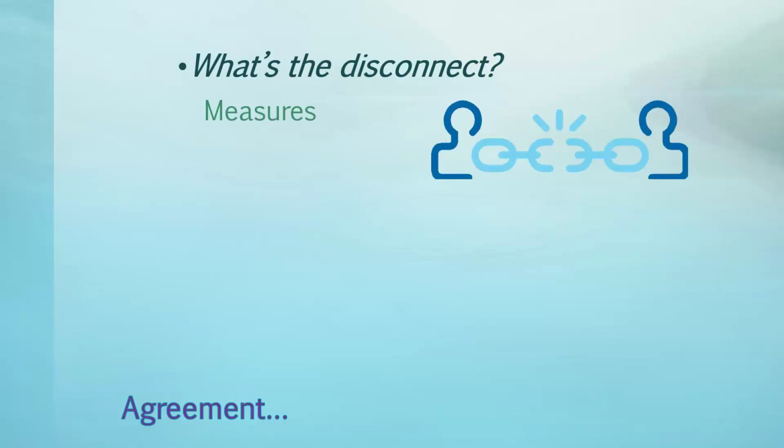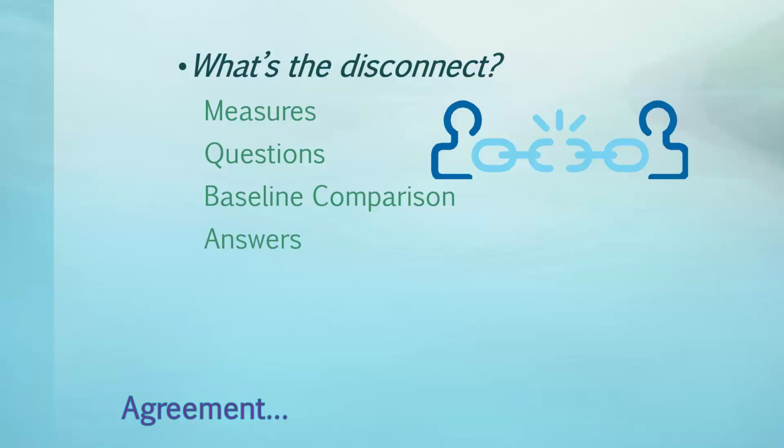The measures you've chosen. 2. The questions you're asking. 3. The comparison to baseline. For example, it doesn't feel to the patient like there's been progress even though you both said so. Or 4. The patient's responses. For example, maybe she is being overly positive to please you but is not being accurate.